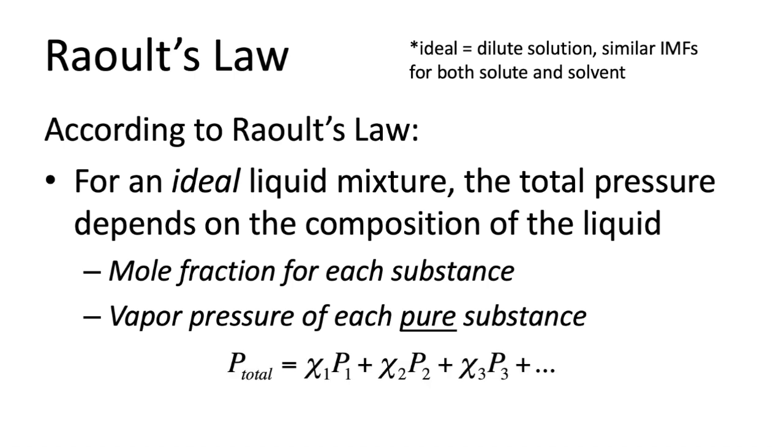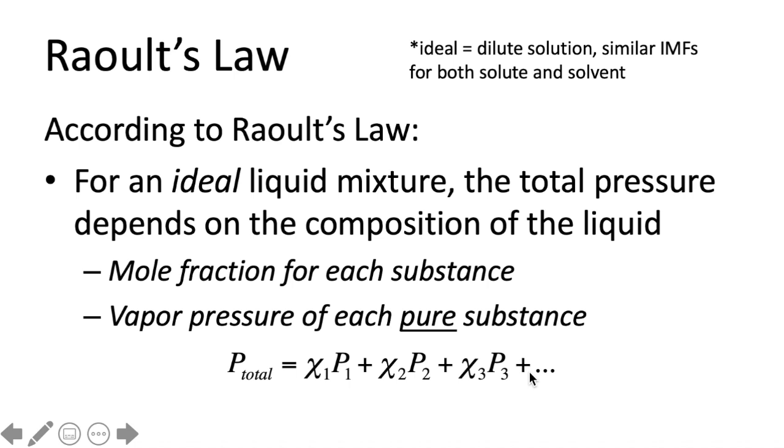The equation for this just shows the mole fraction, which is represented by chi, times the original vapor pressure of the pure substance. So if this were for water and ethanol, this would be the mole fraction of water times the vapor pressure of water when it's all by itself. And then this could be the mole fraction of ethanol plus the vapor pressure of ethanol when it's all by itself. And I've added on a third one.